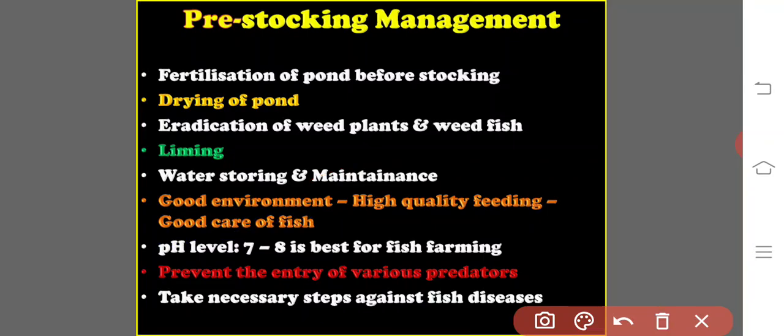And the water pH level of 7 to 8 is to be maintained, and we have to thoroughly check frequently and prevent the entry of the predators which will eat the fish. We should restrict the entry of the predators into the fish pond. Then take necessary steps against the diseases. Time to time the fishes may fall under various diseases, so we should take care not to undergo the disease. If at all they undergo disease, we have to provide appropriate medical care to the fishes. These are the pre-stocking management techniques.